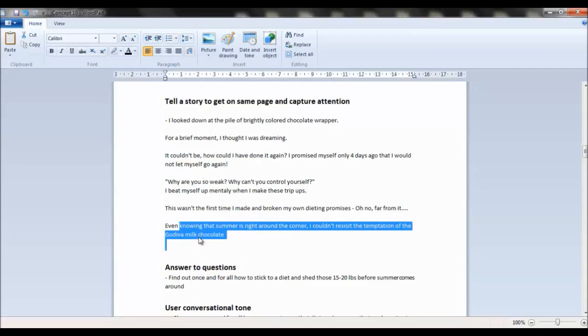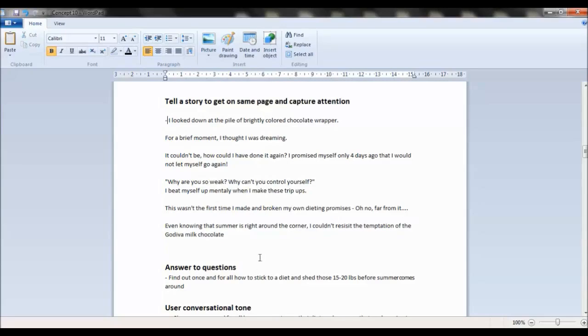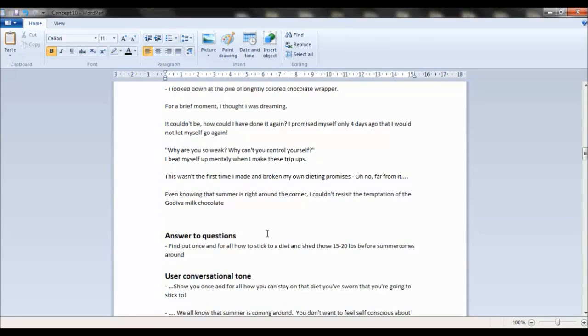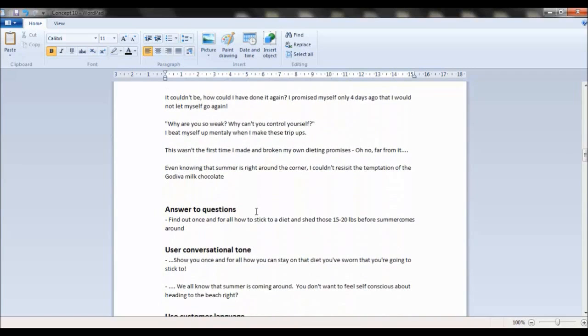So this is telling a story to get on the same page and capture attention. If I started off a how-to article like this, it's going to get some attention from the target market because they're going to be able to relate to that, and it's going to resonate with them. From there, they'll go, this article is exactly what I'm looking for, and I'm going to read on and consume the entire thing.